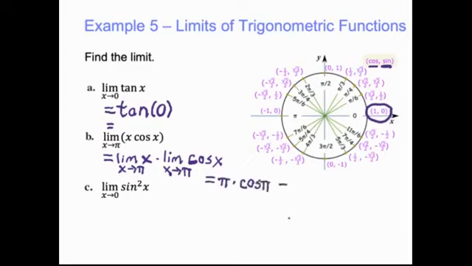So we can look over at our unit circle. Notice at pi radians that the cosine value, which is the x value, is -1. So our answer is going to be pi times -1, which is just negative pi.